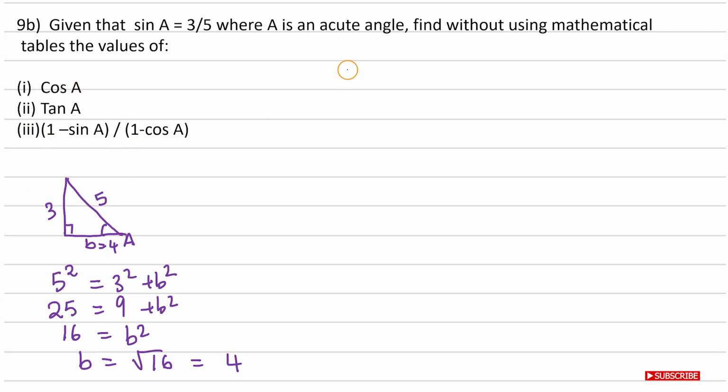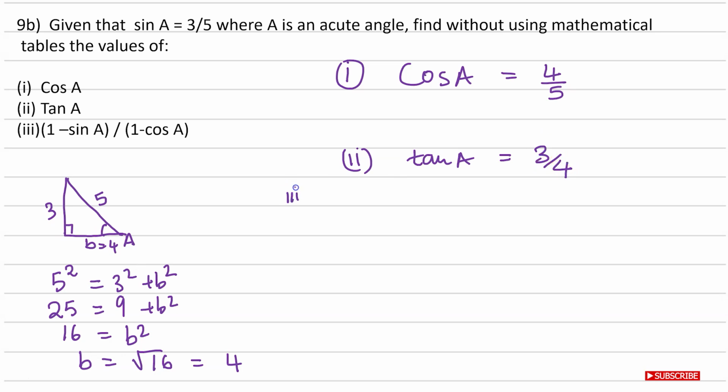Now we've got all the sides, we can find any of these items over here. So for part I, we're asked to find cos A. So cos A is equal to adjacent over the hypotenuse, which is equal to 4 over 5. For II, we're told to find tan A. So tan A is equal to opposite over the adjacent, which is 3 over 4. And now for III, we are given all this lot here, 1 minus sine A over 1 take away cos A. Okay, so let's do that.